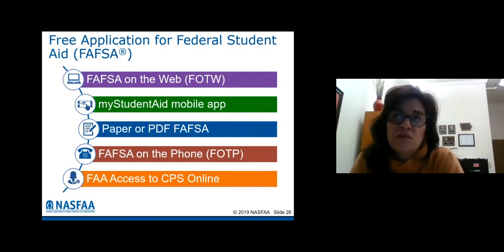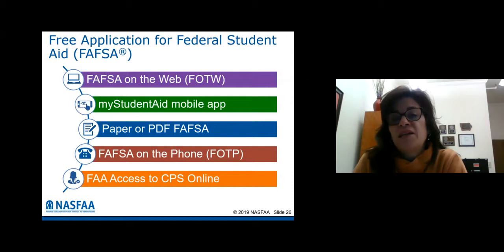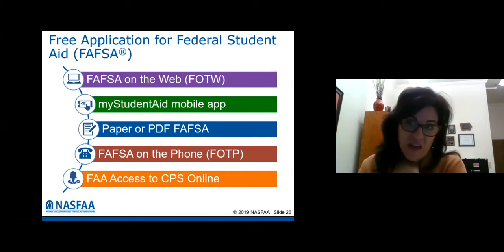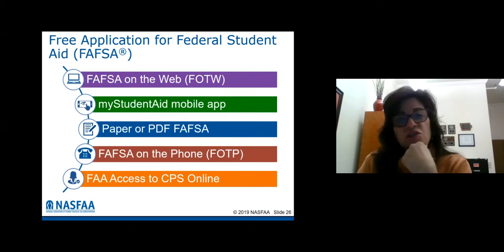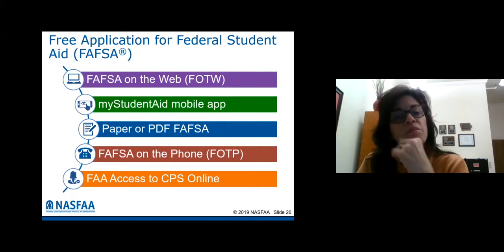The free application for federal student aid is offered in a number of formats. There's FAFSA on the web, My Student Aid, which is a mobile app. You can do a paper or PDF FAFSA, FAFSA on the phone, and then there is an FAA access to CPS Online, and that's where you would have the financial aid officer do it for you. Largely preferred method is the purple, which is FAFSA on the web, okay?